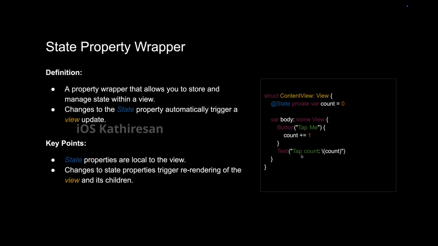The same count is mentioned in the text also. Okay, so when we tap, the state is changed, count 1, 1, 1 like that. So the count will increment, so the tap count will also increment, so the state is incremented, and the UI will be re-rendered automatically for each trigger.